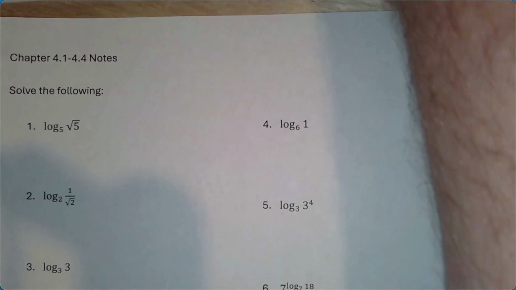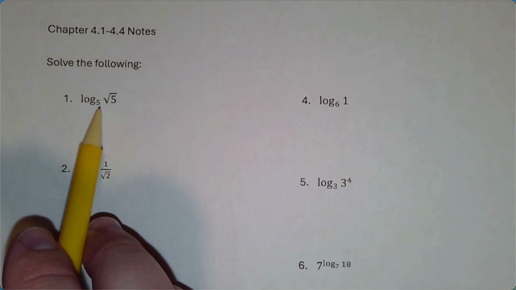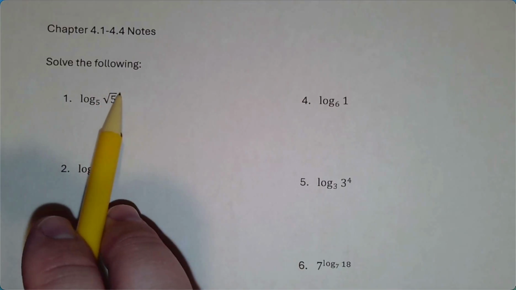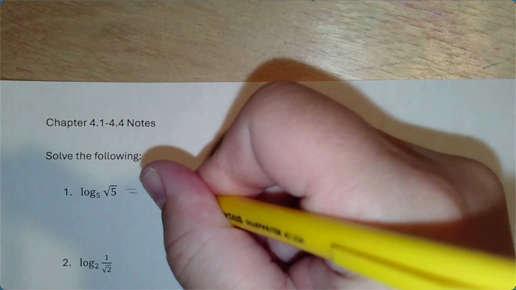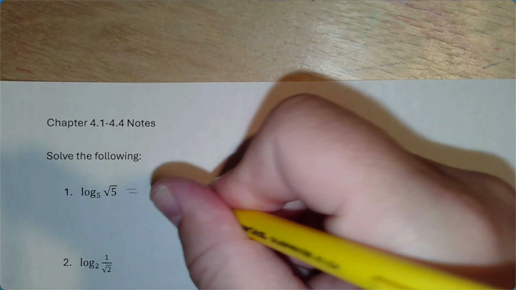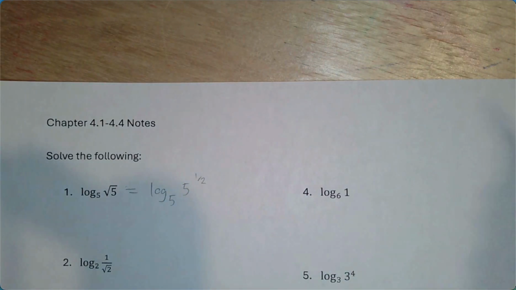Okay, so we're being asked to determine the exponent of 5 that gets me the square root of 5. Now first, let me just rewrite this. And hopefully you know where I'm going here. How am I going to rewrite this using an exponent rather than a square root? We've seen this once before already. And hopefully you know we're going to use a 1/2 exponent.